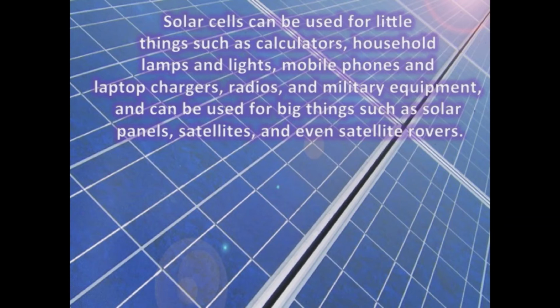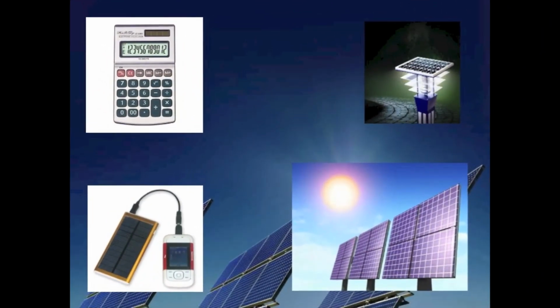Solar cells can be used for little things such as calculators, household lamps and lights, mobile phone and laptop chargers, radios, and military equipment, and it can be used for big things such as solar panels, satellites, and even satellite rovers.